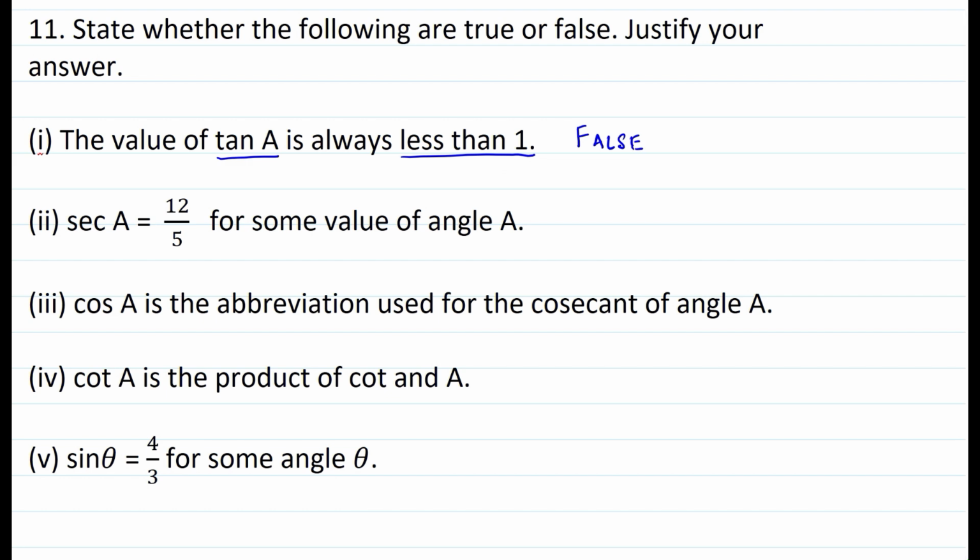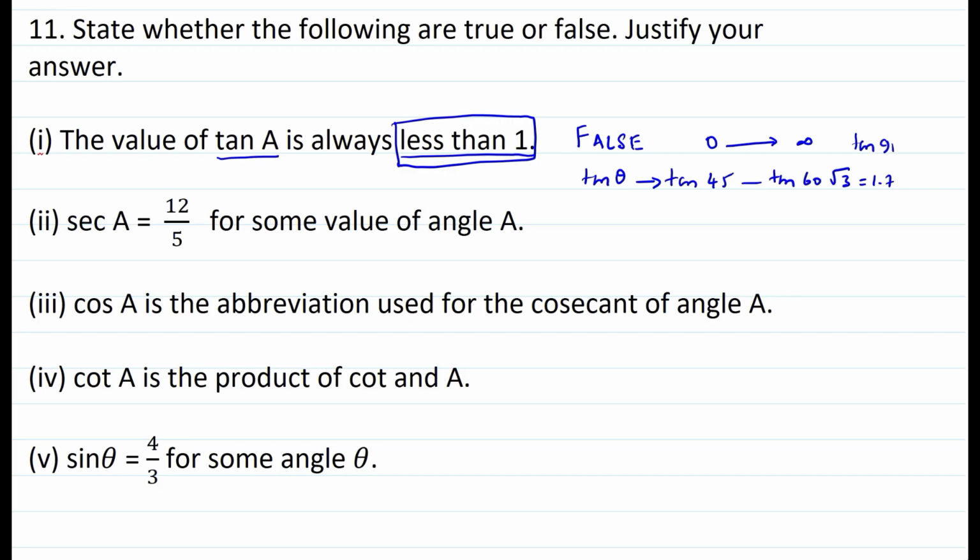Because if you see tan A or tan theta values in trigonometry ratios, it goes from 0 until infinity. That means it goes even more than 1, but here he says less than 1. It is less than 1 until it is less than tan 45. From tan 0 to tan 45 is less than 1. After that tan 60 is root 3, which is more than 1, and then tan 90 is infinity, it's also more than 1. So the answer is false in the first question.